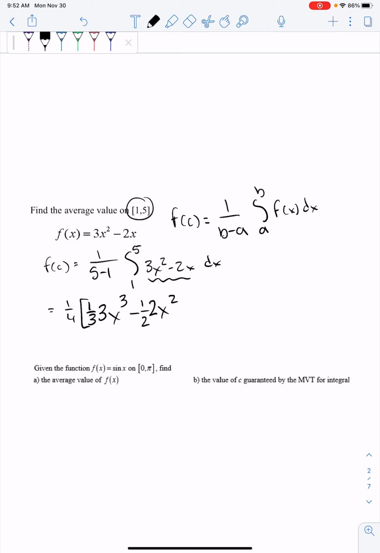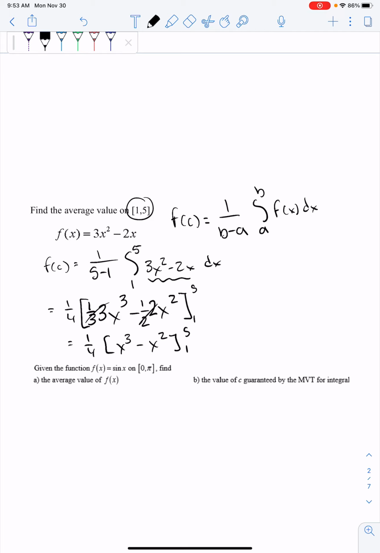And again, I'm doing a definite integral, so I don't have to worry about my c. But this integral is going to go from 1 to 5. So here's where it gets a little bit messy, right? Because I've got to plug in, well, let's clean it up a little bit first. So that's 1/4 bracket, 1/3 times 3 goes away, so that's just x cubed. 1/2 times 2 goes away, so that's just x squared. But I'm still evaluating from 1 to 5.